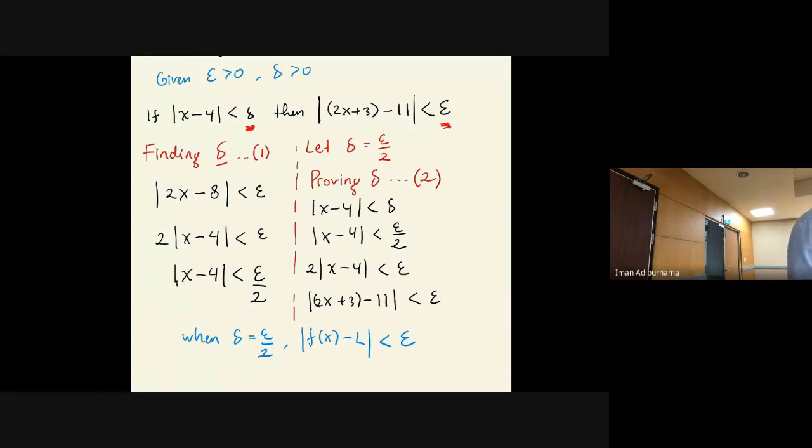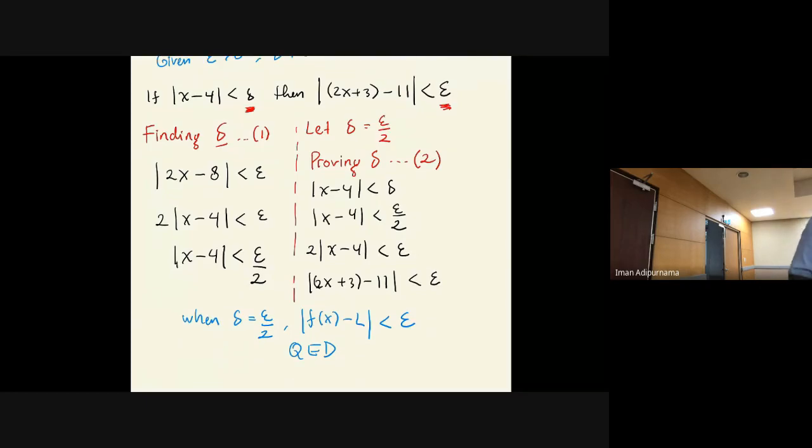Or you can write the proof symbol, the QED, but it's not necessary. Or you can write the full equation, this equation here. You can write it again here.